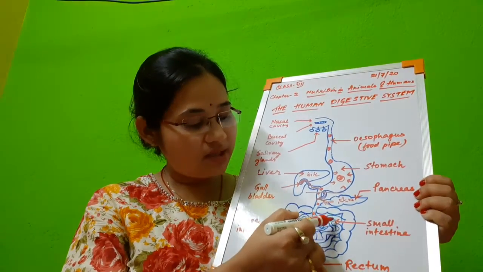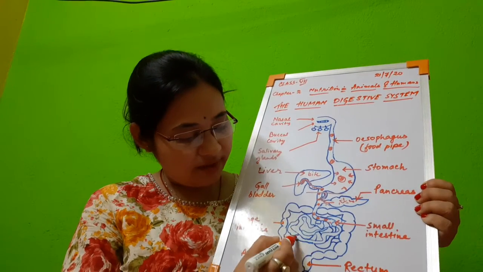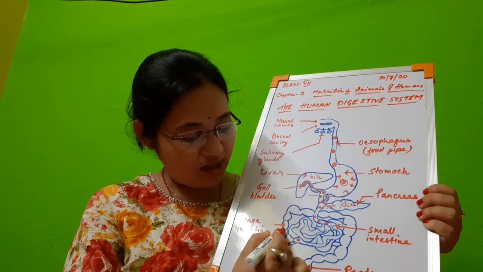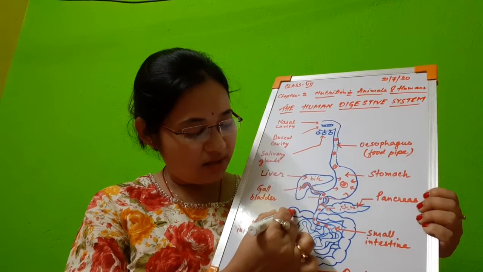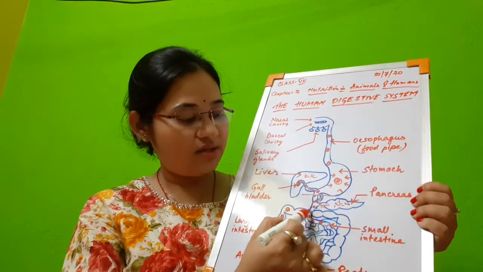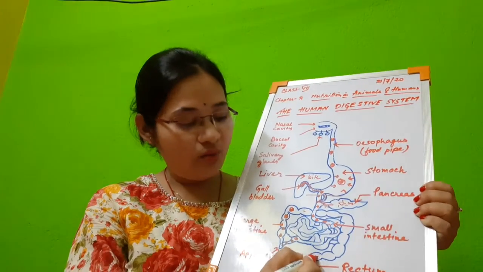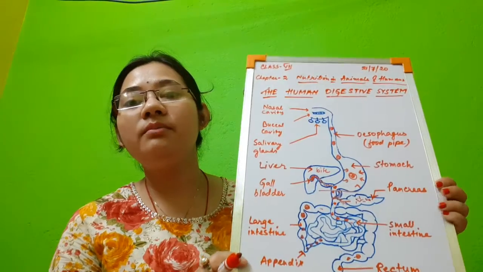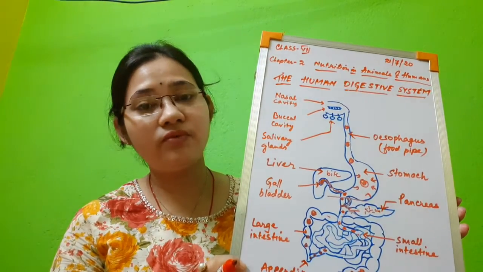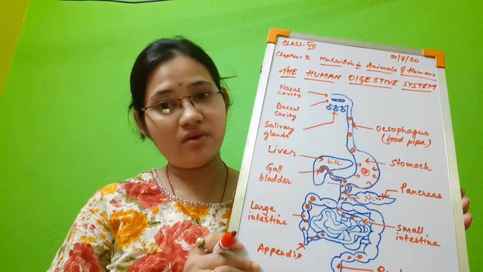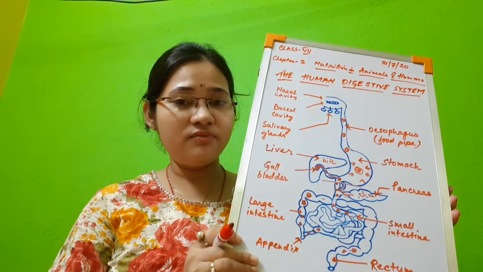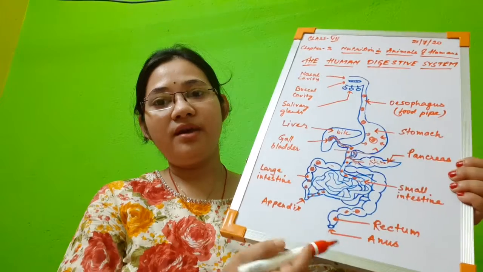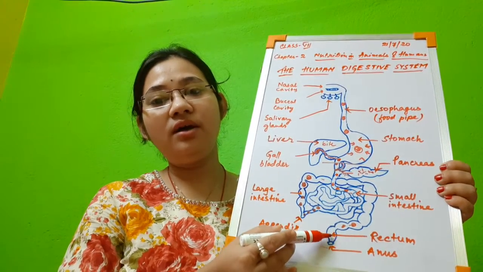Now the food slowly passes through the small intestine. Then it passes to the large intestine. The unwanted food that is not absorbed by the body must be removed from our body, because it acts as poison. It is no more useful to our digestive system, so it must be removed from our body through the anus, and for the time being it is stored in the rectum.